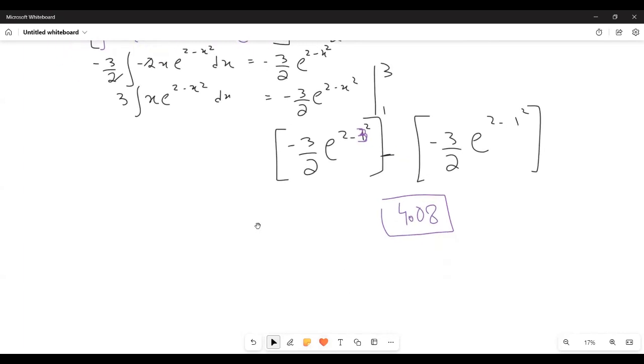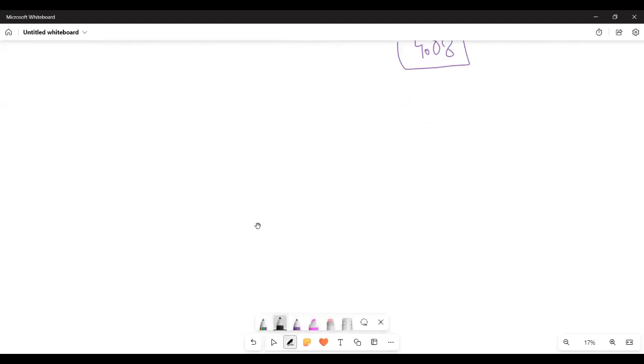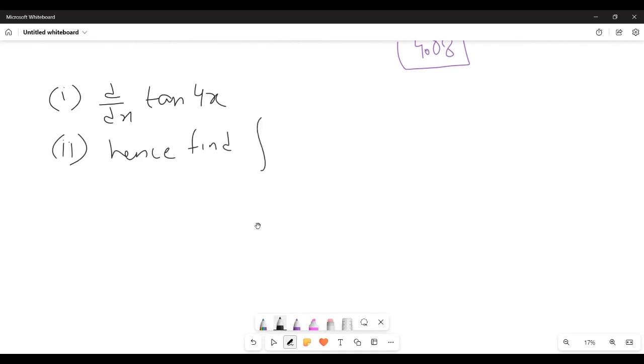The next question. Part 1 is differentiate tan 4x. Part 2 is hence find the integration of 1 plus sec^2 4x dx.